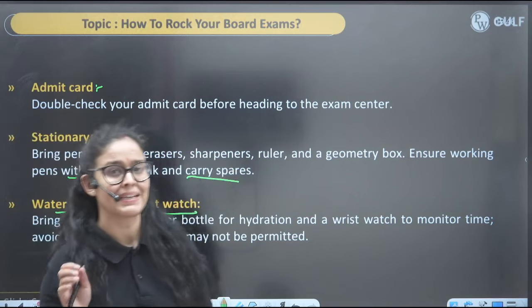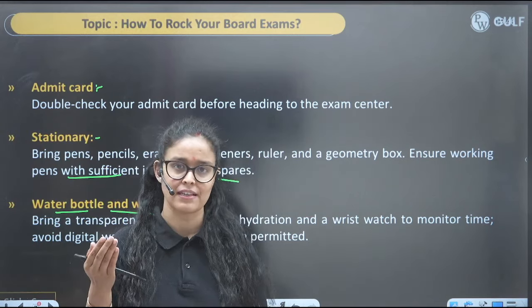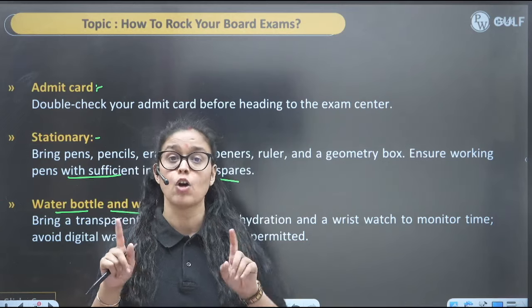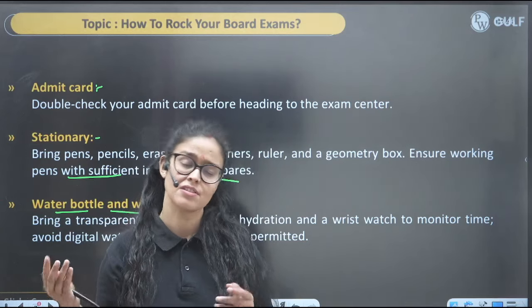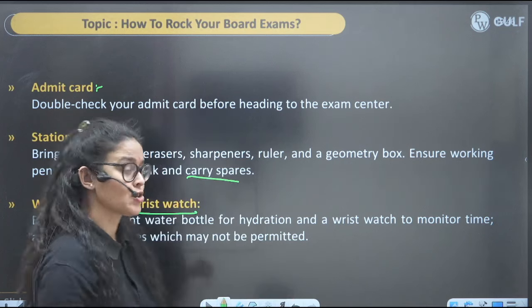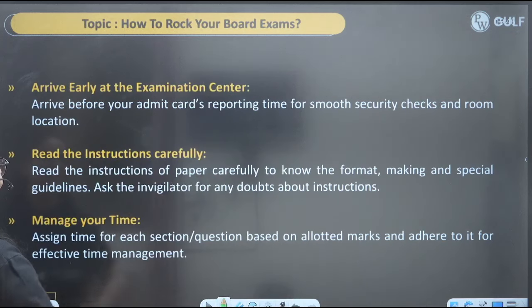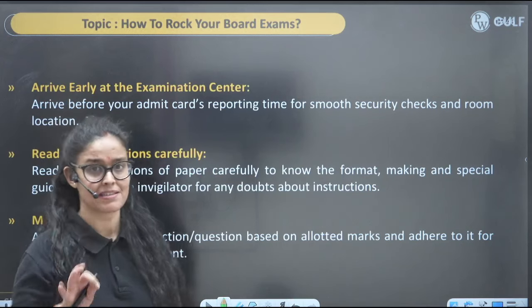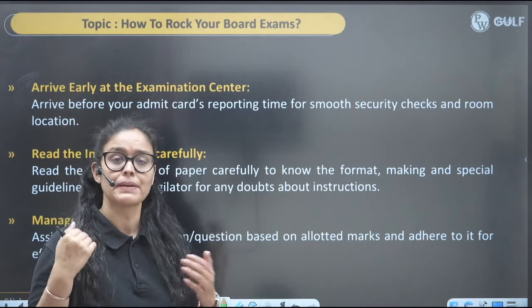So you will be carrying water to hydrate yourself. Transparent bottle you can carry, or wristwatch. You are not allowed to carry smart watches or digital watches. Normal watches are allowed, right? So you can carry the normal watches. Next, arrive early at the examination center, at least 30 minutes early, so that it won't be a last minute hustle, right?